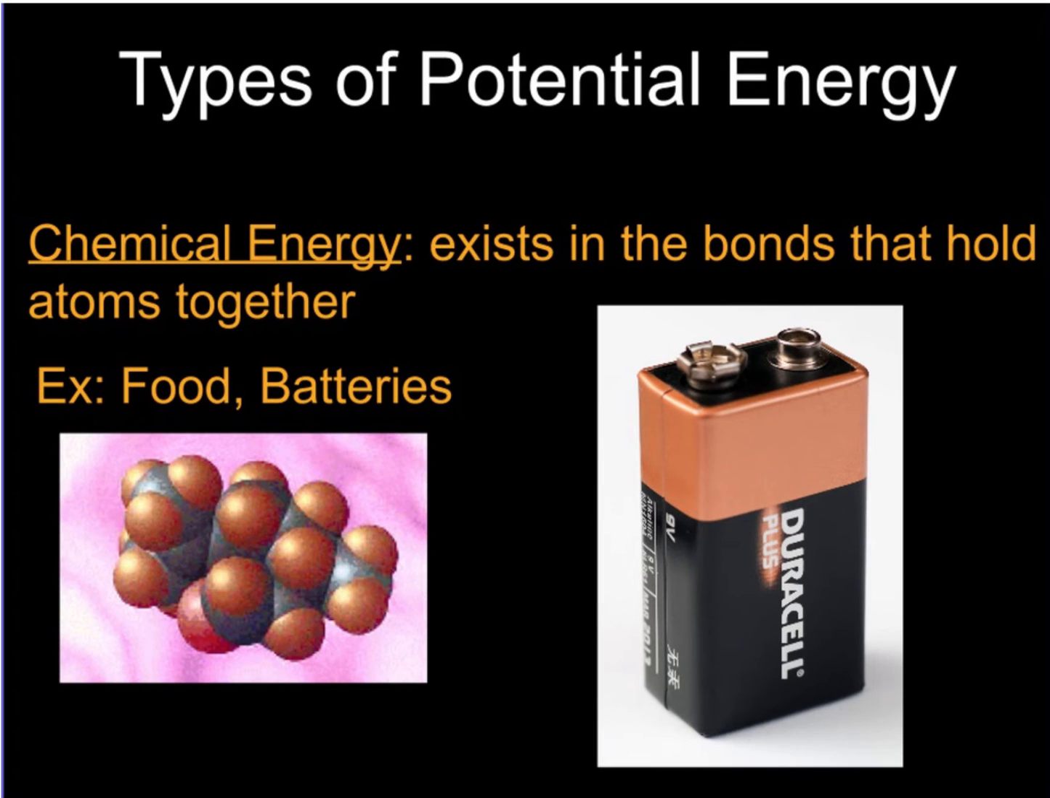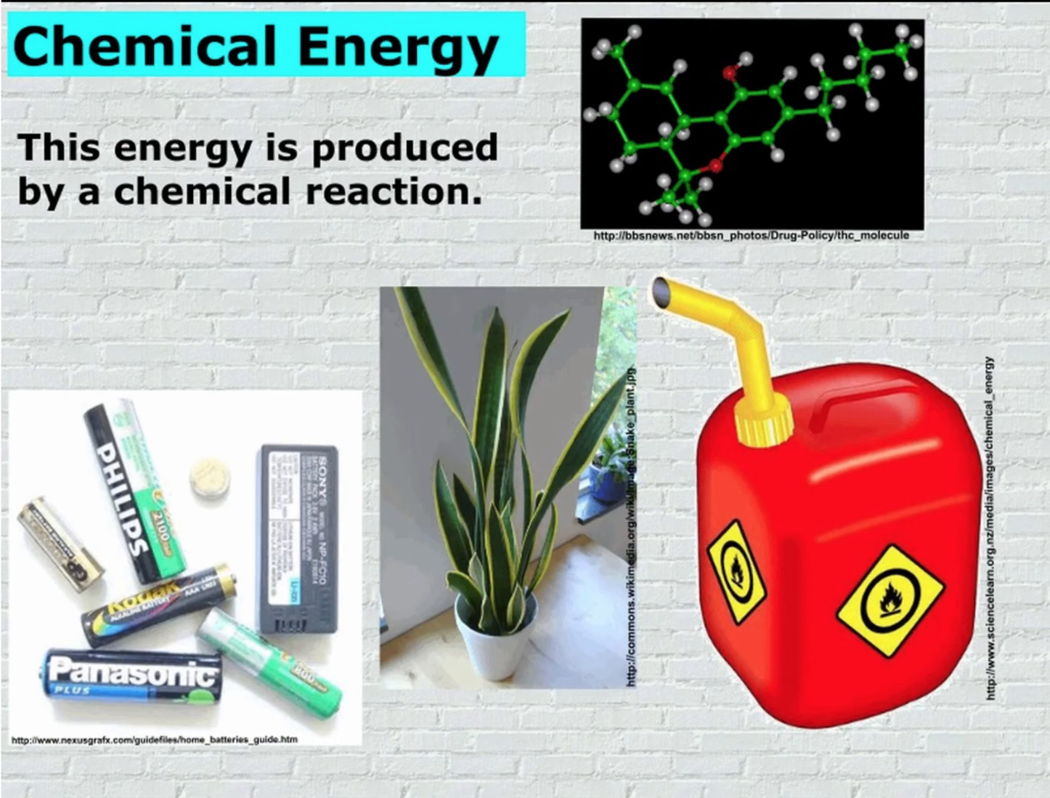So the next type of potential energy is chemical energy. This exists in the bonds that hold atoms together. The big ones are food and batteries and different types of fuel. Some more examples. Plants. We talked about batteries. This is like the batteries in your iPad, your car. You are made of chemical energy. The food you eat, so meat, vegetables, candy, all of those things.